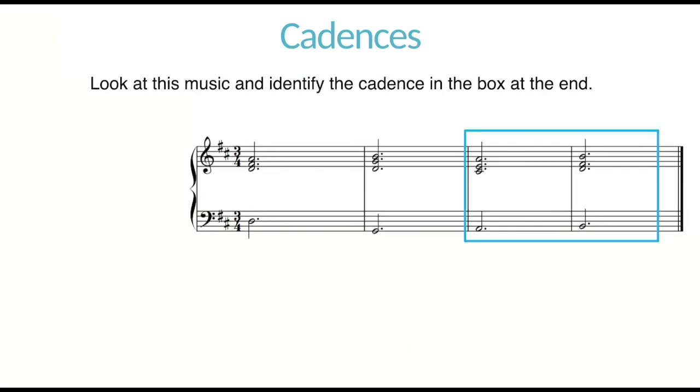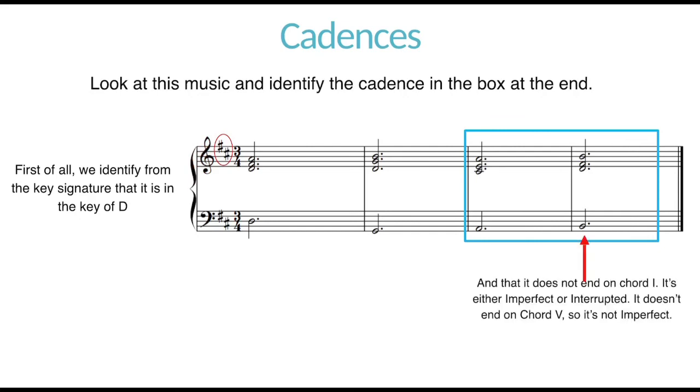How about this one? So first of all, we'll look at the key signature, and we see that it's in the key of D, two sharps, key of D. We have a look at the chord at the end. Doesn't end in chord 1. This isn't the chord of D. So we know it's not a perfect cadence, it's not a plagal cadence, as it doesn't end in chord 1. It's either imperfect or it's interrupted.